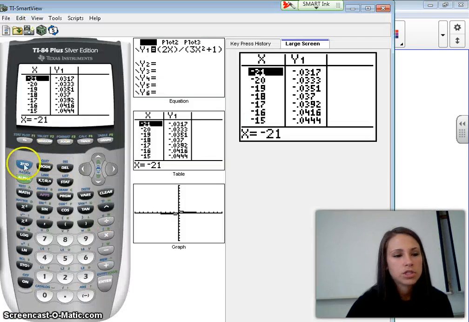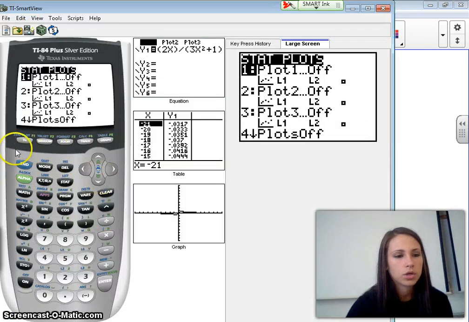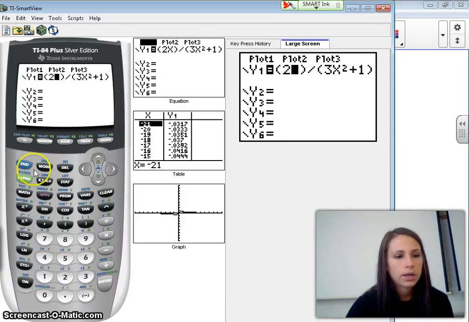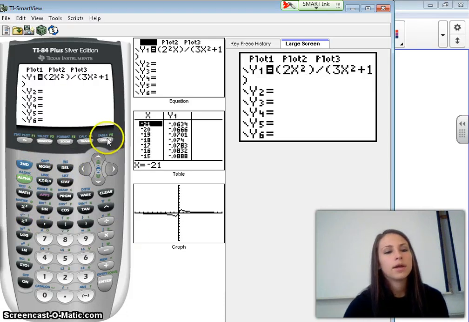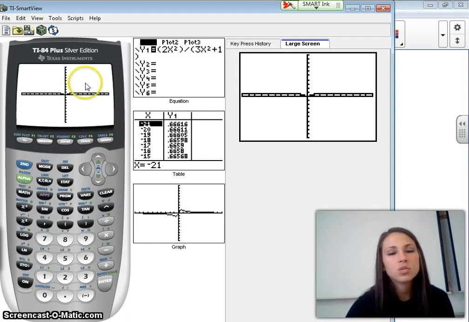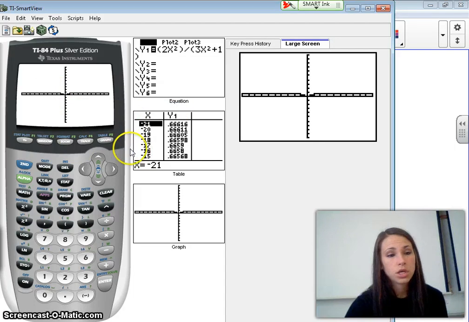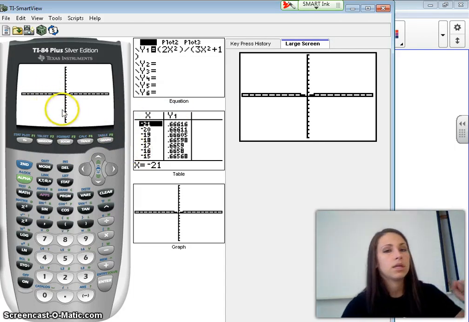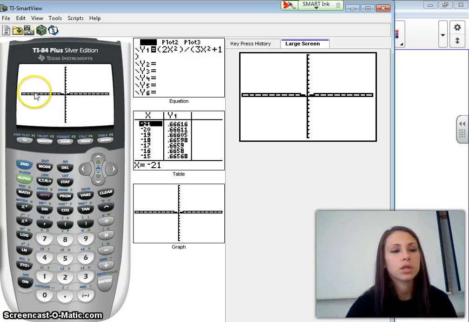So I'm going to change this function in my calculator, and we're going to look at it. 2x squared, over 3x squared plus 1, so I'm going to graph. And you can see that this one doesn't cross that 2/3, but as we go way out on the x-axis to negative infinity and positive infinity, it gets really close to 2/3.